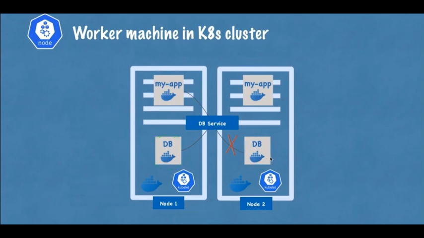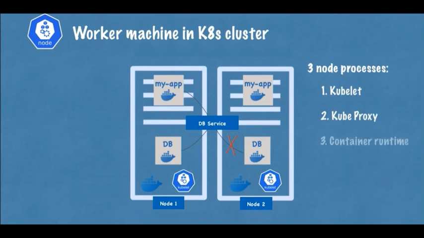So, to summarize, these two Kubernetes processes, Kubelet and Kube-proxy, along with the independent container runtime, need to be installed on Kubernetes worker nodes in order for Kubernetes clusters to function properly.